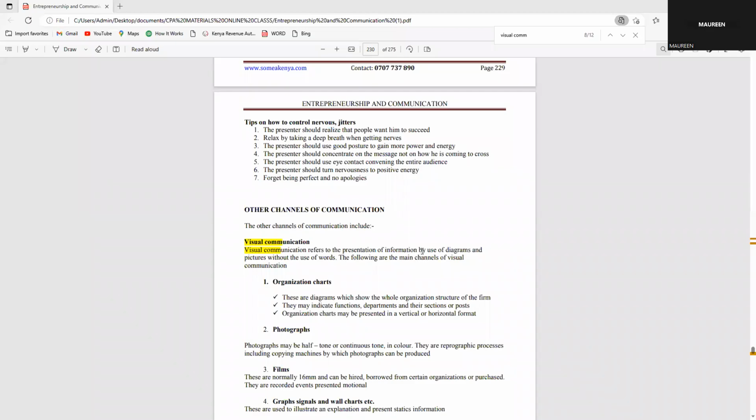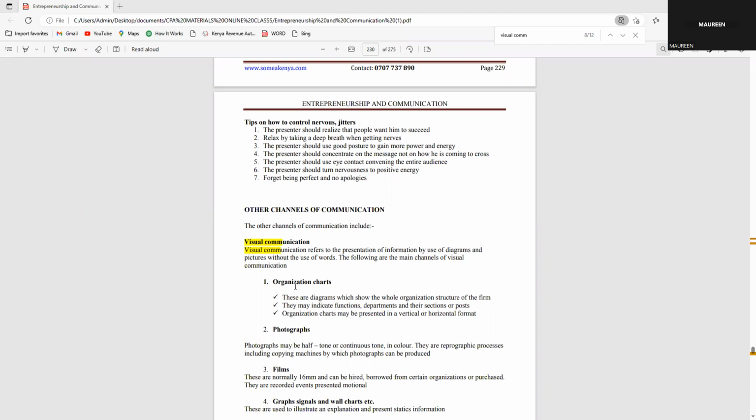Let me share here. Yes, this one, let me share this screen. So we have defined it as the presentation of information by use of diagrams, pictures, and other motion or movement. So we have the types.